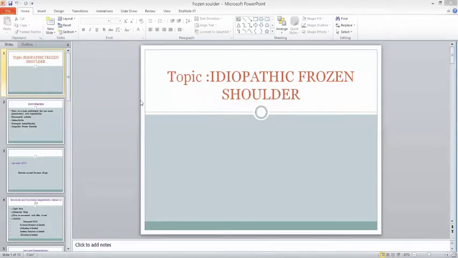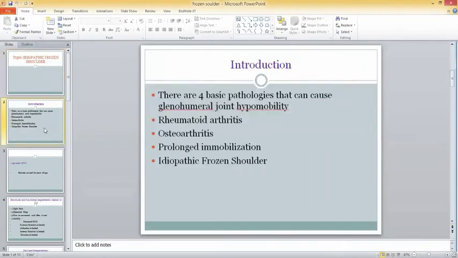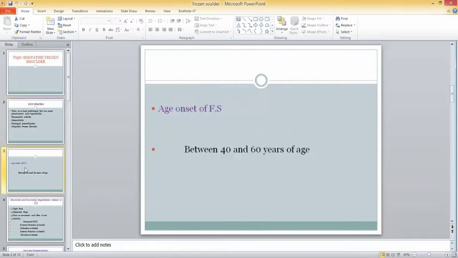There are four basic pathologies that can cause glenohumeral joint hypomobility, and those causes are listed here: rheumatoid arthritis, osteoarthritis, prolonged immobilization, idiopathic frozen shoulder. Today I will tell you all about frozen shoulder. First of all, age onset of frozen shoulder is between 40 and 60 years.